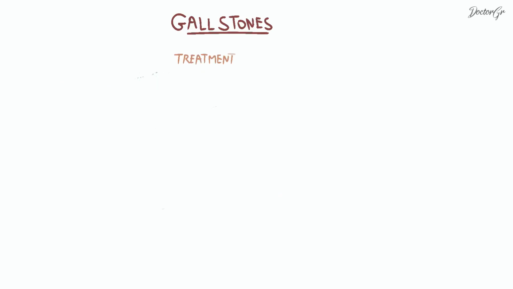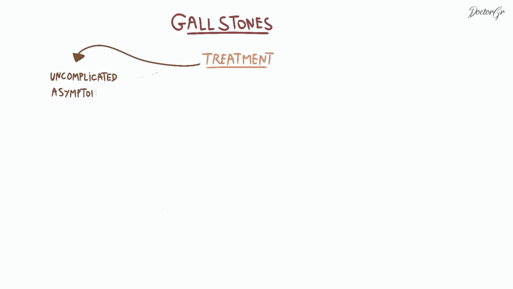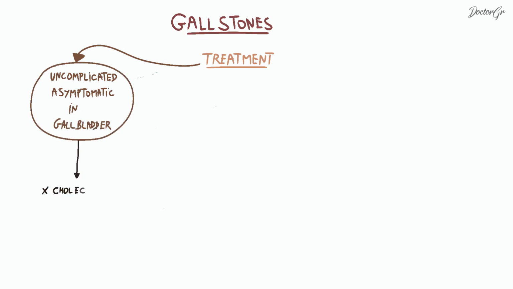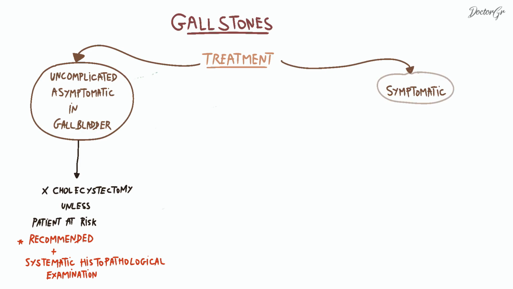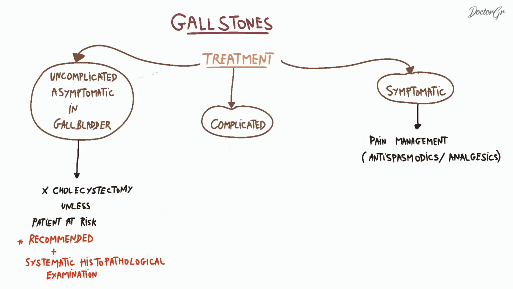Now let's talk about the treatment. Treatment for uncomplicated asymptomatic gallstones in the gallbladder typically does not involve cholecystectomy unless the patient is at risk, but it is recommended with systematic histopathological examination. In symptomatic cases, pain management with antispasmodics and analgesics is the initial approach, and the treatment for complicated gallstones varies depending on the specific complications present.